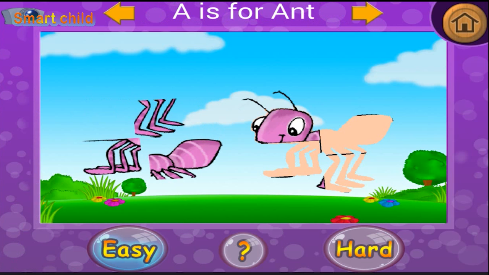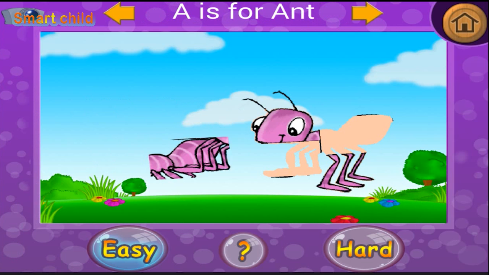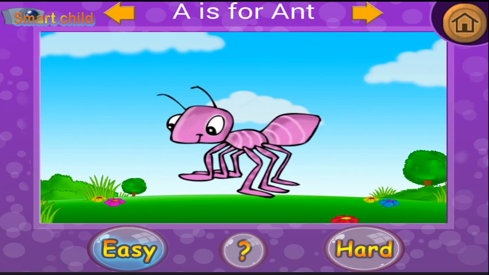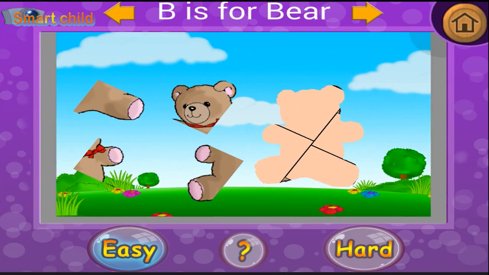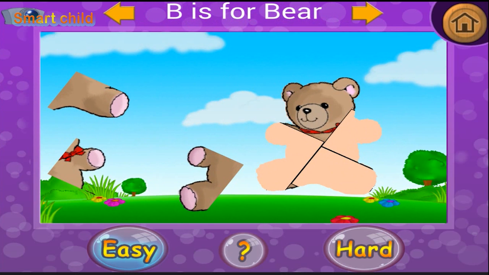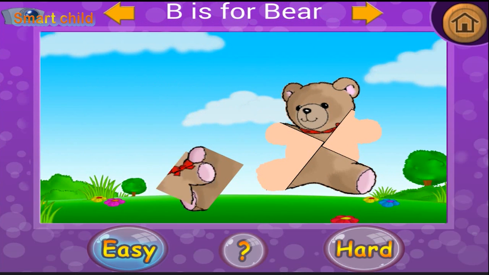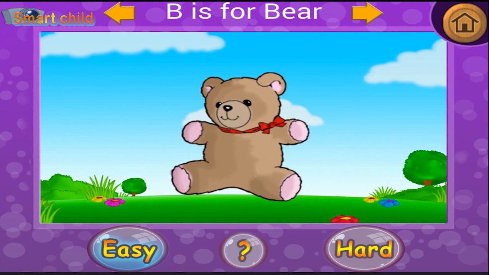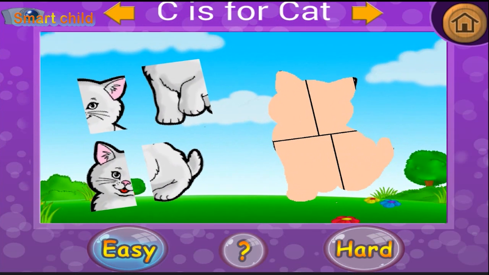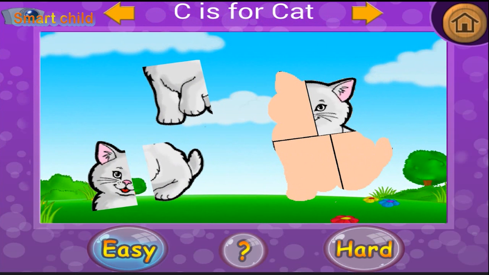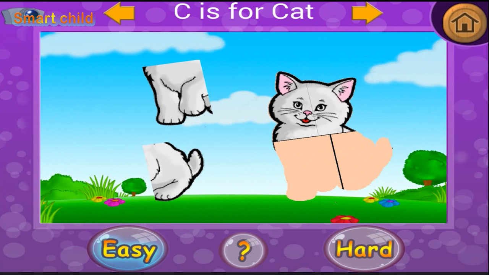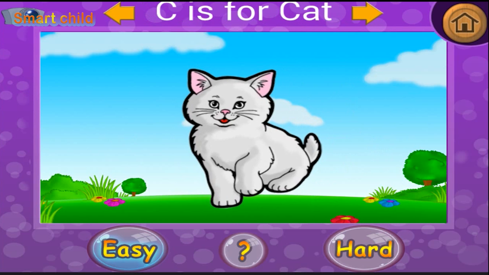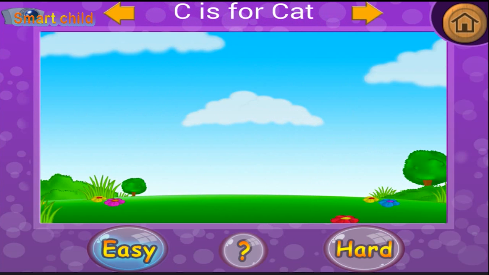A is for ant. Wonderful. A is for ant. B is for bear. Exactly. B is for bear. C is for cat. Excellent. C is for cat.